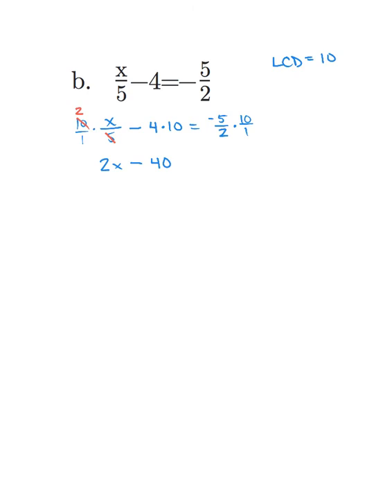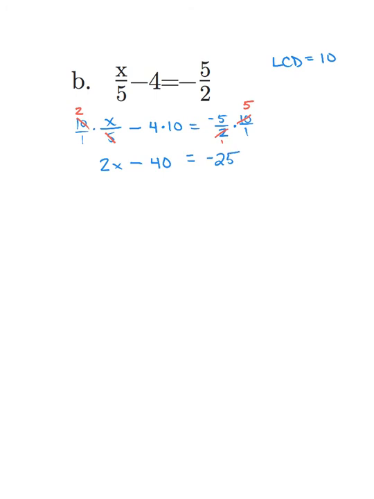4 times 10 is 40. And finally, we get 2 and 10 are both divisible by 2, giving me 1 and 5. If we multiply straight across, we get negative 25. And so we get 2x minus 40 equals negative 25.